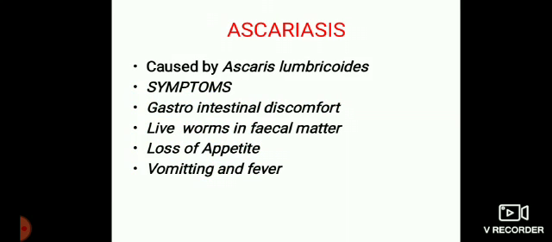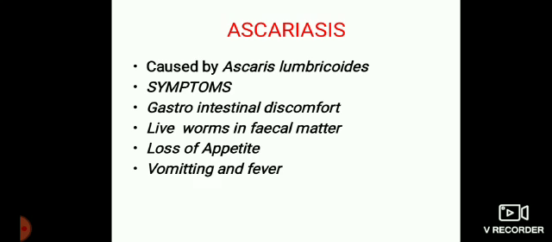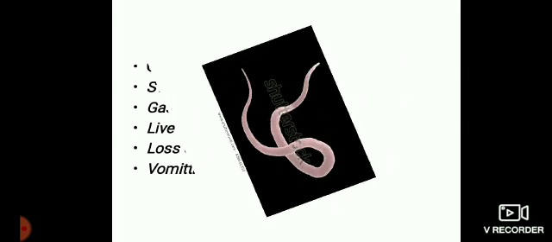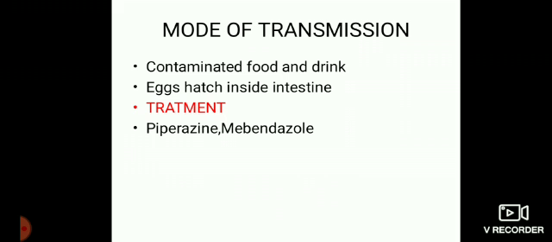Another disease is Ascariasis. This is a common problem in the children. It is caused by Ascaris lumbricoides. This is the Ascaris lumbricoides worm. Symptoms: gastrointestinal discomfort, gassy stomach. You can observe the live worms in fecal matter, loss of appetite, vomiting and fever, mental confusion. Mode of transmission: contaminated food and drink.